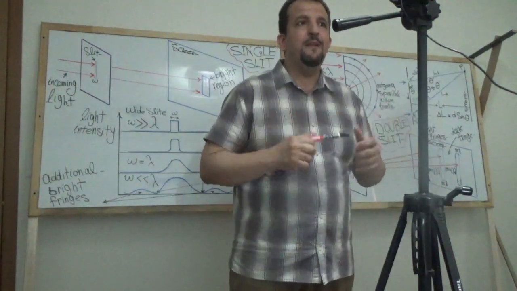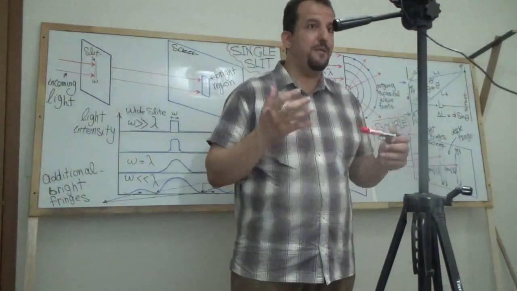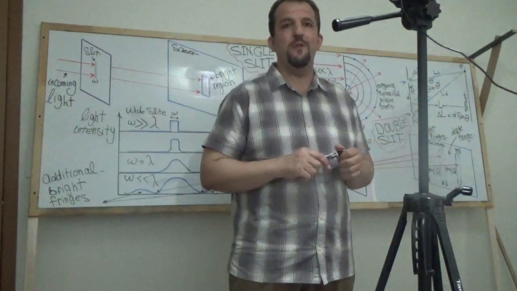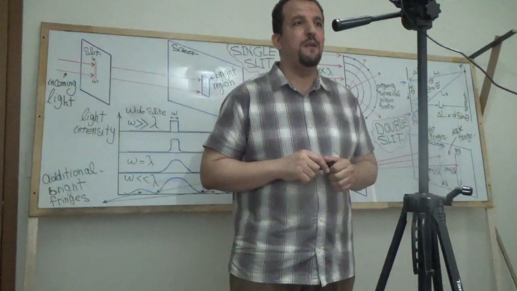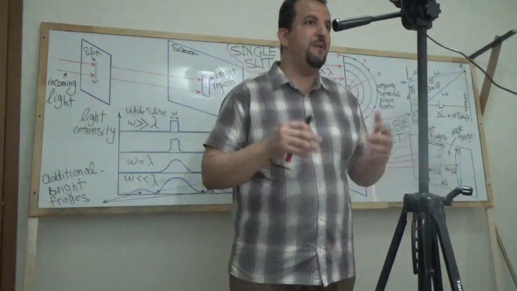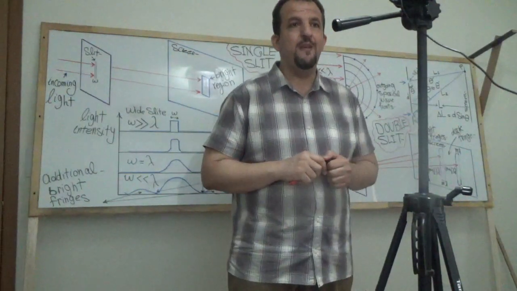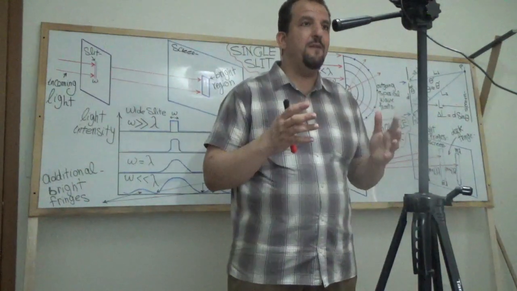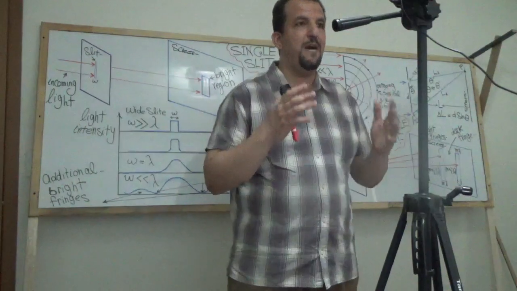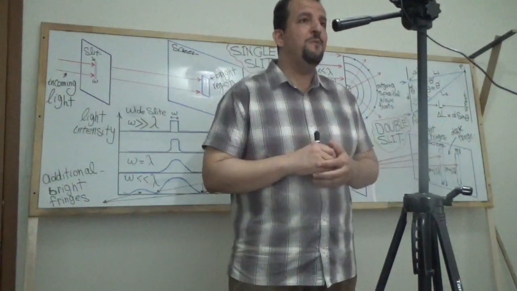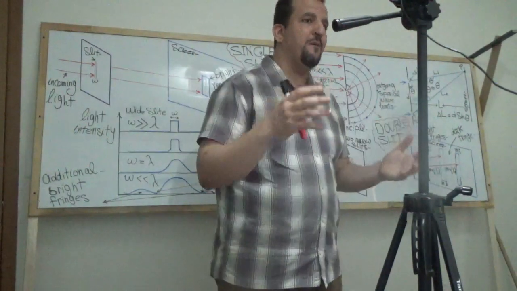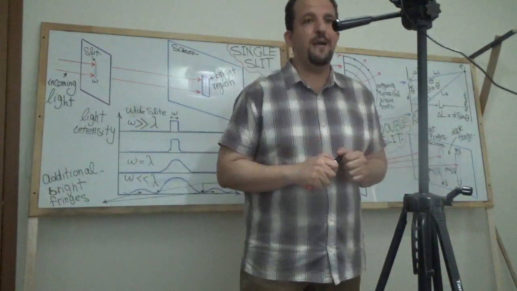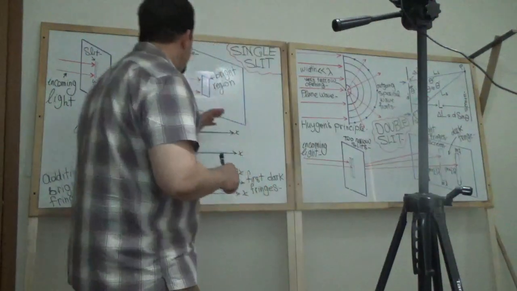But then in 1800, there is a British scientist, his name is Young. He came up with a very nice experiment, which is the double slit experiment or Young's experiment. He performed this experiment and got a very nice interference pattern. So now we are going to explain this experiment. So let's go ahead and explain that.